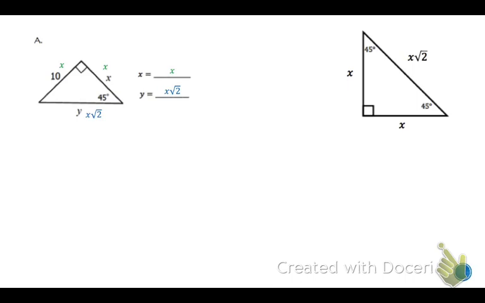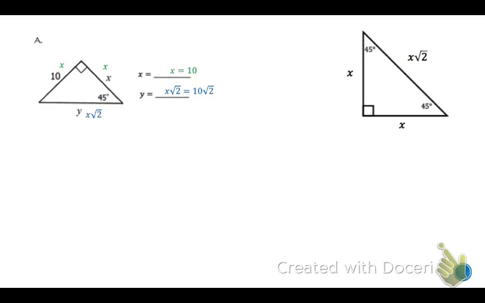x equals x. Okay. Now I'm going to go to what I have. I'm given this piece right here. I'm given that x equals 10, which means I can just go and plug it in right there. So x equals 10, and then y equals x square roots of 2. We'll plug in 10 for that x, and you get 10 square roots of 2.